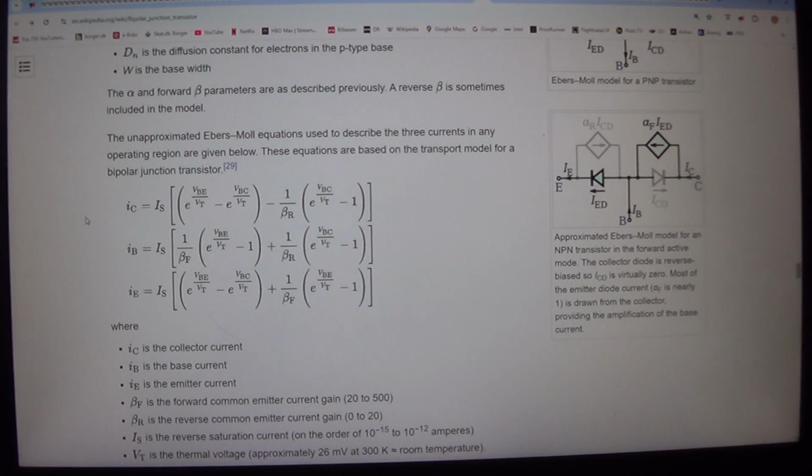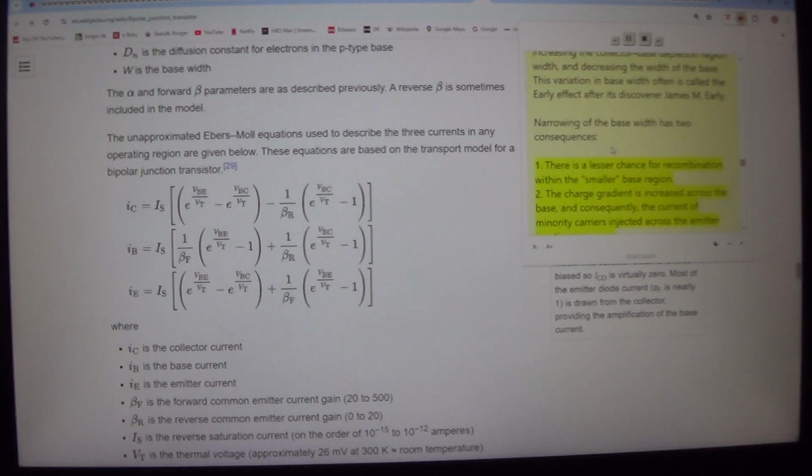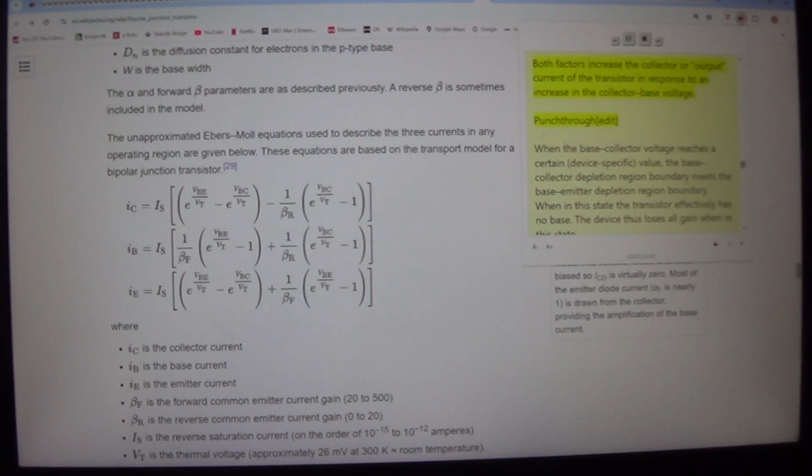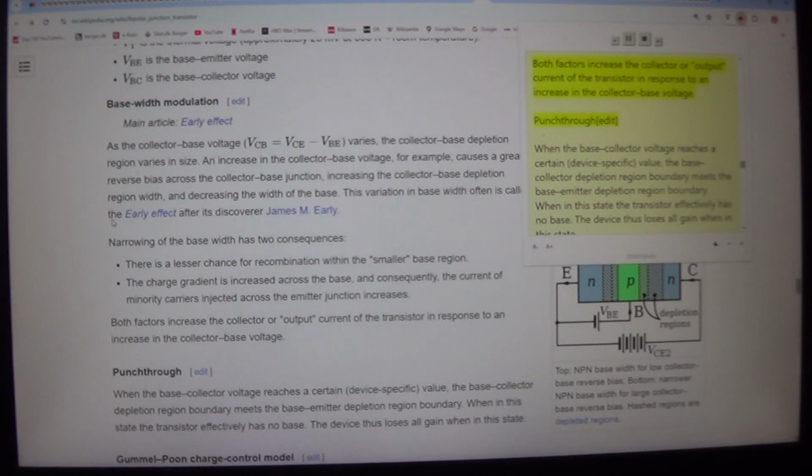The charge gradient is increased across the base, and consequently, the current of minority carriers injected across the emitter junction increases. Both factors increase the collector or output current of the transistor in response to an increase in the collector base voltage.